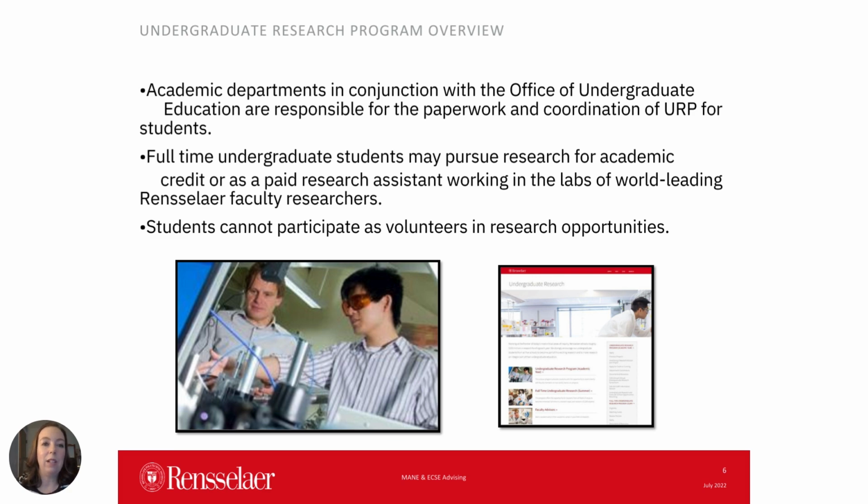But definitely students that are full-time undergraduates can pursue research for academic credit or as paid research assistants. And students cannot participate as volunteers. This is because students need to have a legal reason to be working in our labs, even labs that are not experimental. So we want to make sure students are either getting paid to be in those labs or getting credit.